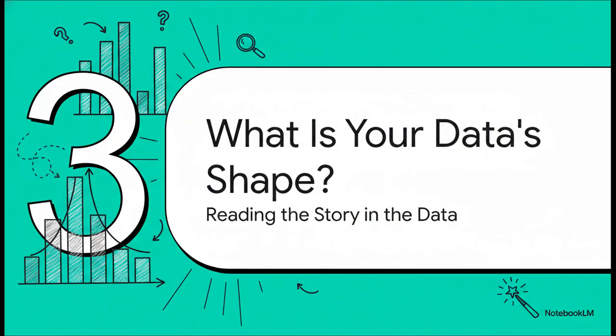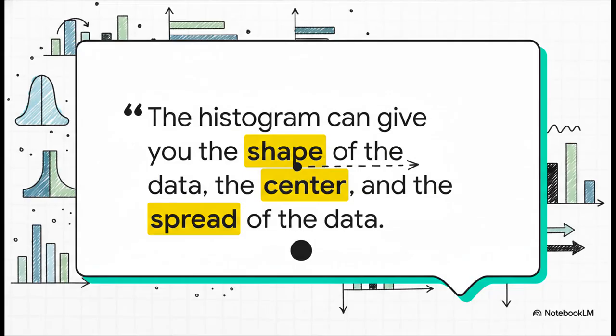The real magic, the real insight, comes from learning how to read its shape. The overall form of those bars tells you a deep, deep story about your dataset. And our source material really hits the nail on the head with this. Those 3 things, shape, center, and spread, are the treasures we're looking for. The shape is the first thing you'll notice, and it tends to fall into a few common, recognizable patterns.